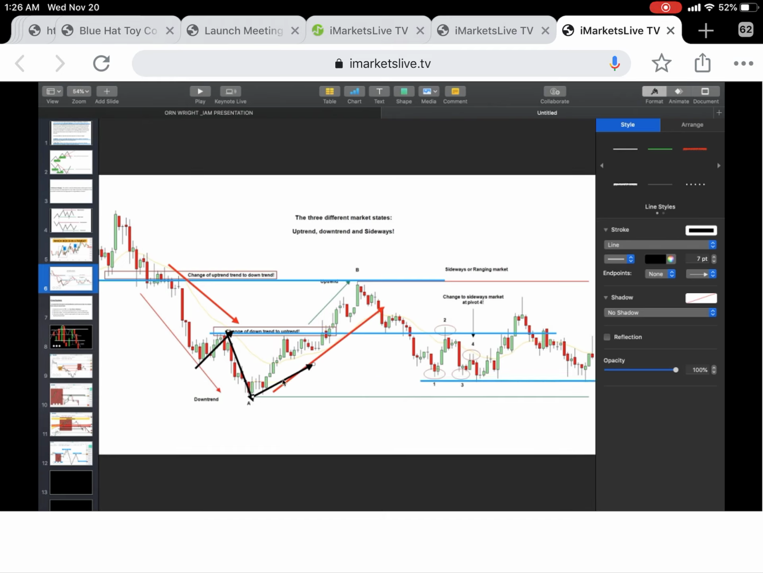Here's the low. As this market pushes up, look what happened. We break the previous high. Retest, push it down. Retest, push it down. We break the high. Boom, right here, as a reversal. There's your reversal in the market.